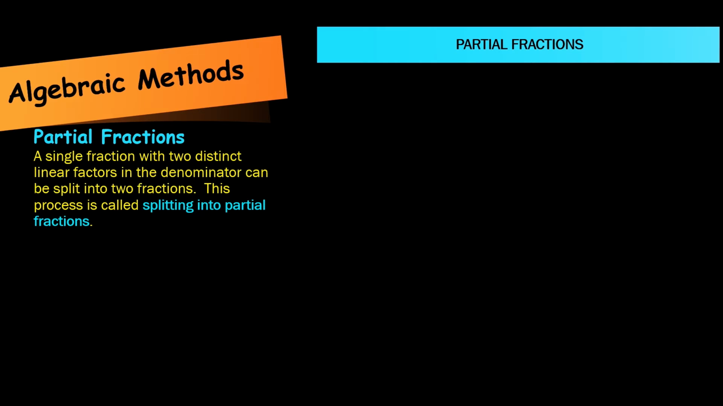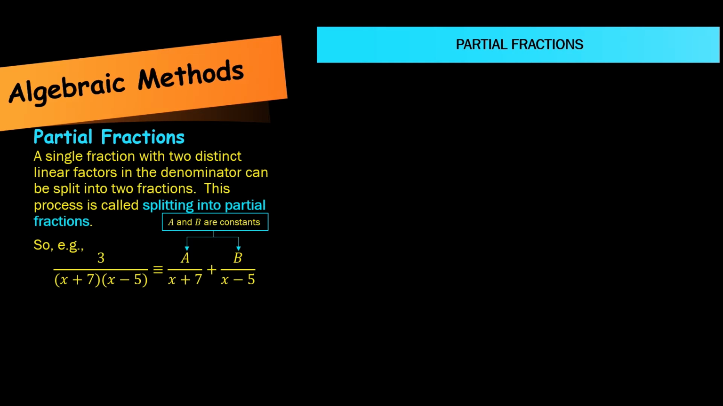A single fraction with two distinct linear factors in the denominator can be split into two fractions. This process is called splitting into partial fractions. So, for example, 3 over (x plus 7)(x minus 5) is identical to a over x plus 7 plus b over x minus 5, where a and b are constants. So notice that we have rewritten the expression on the left as the sum of partial fractions.